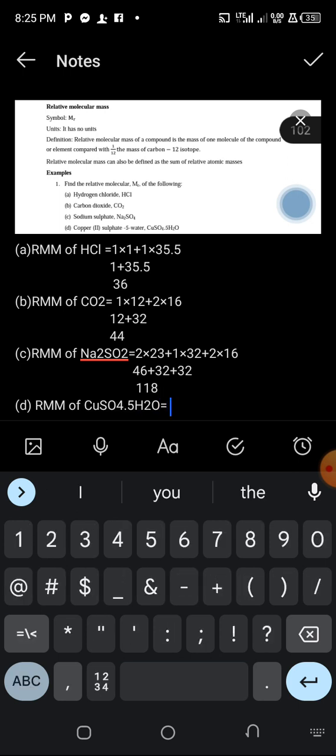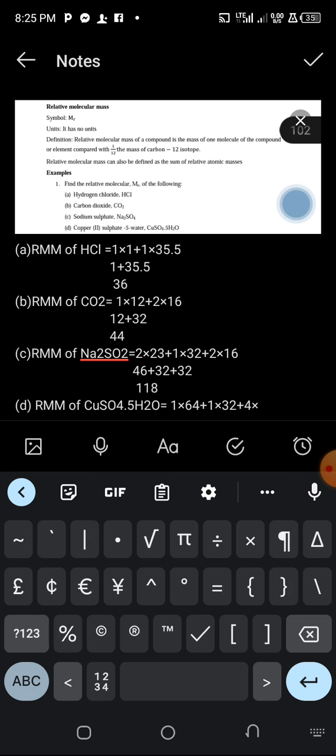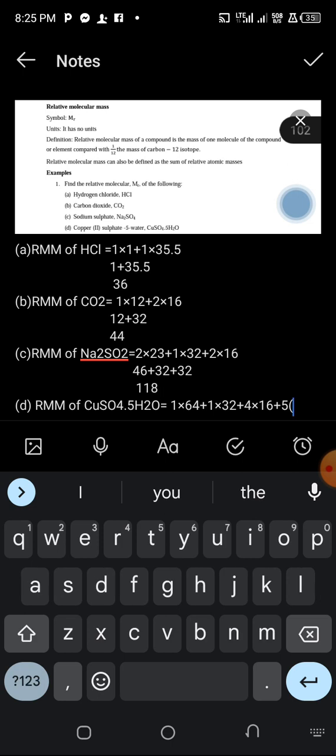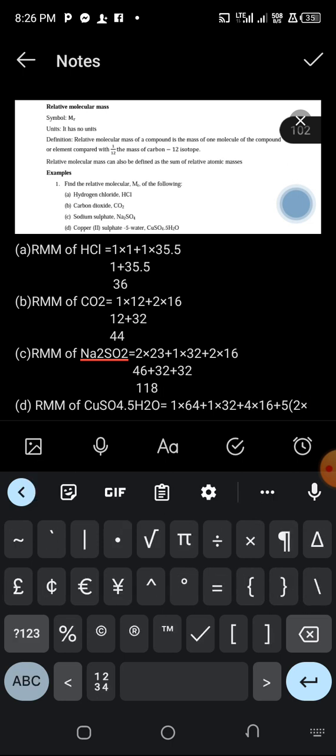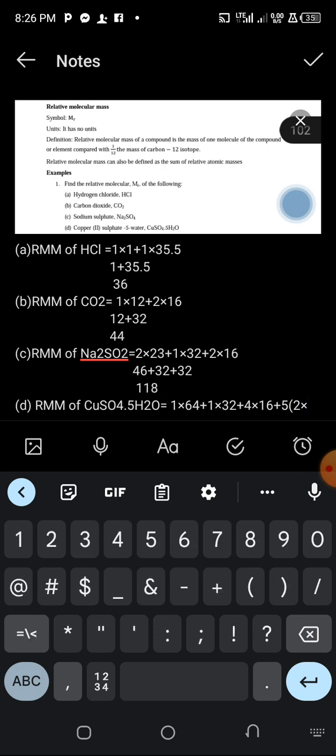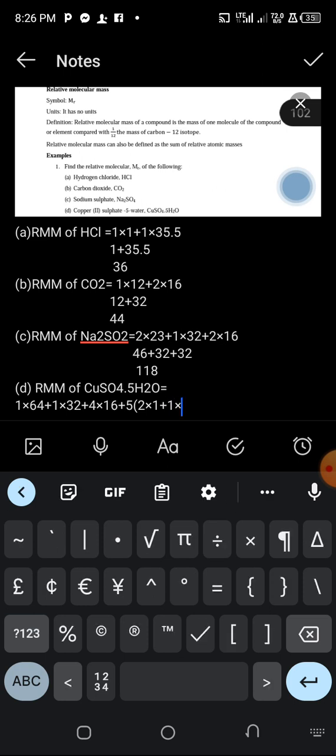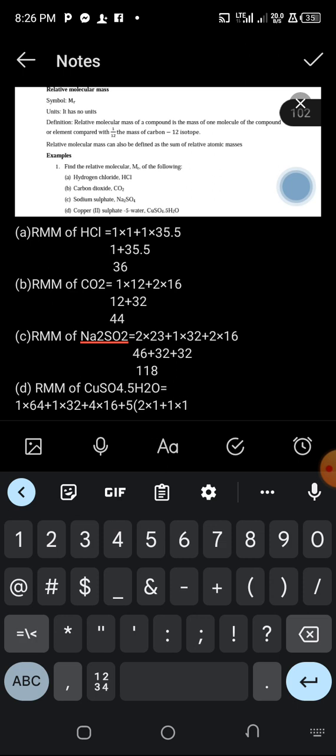You do this. How many atoms of copper there? 1 multiplied by the mass number for copper, it is 64, plus how many atoms of sulfur there? 1 multiplied by the mass number of sulfur, 32, plus how many atoms of oxygen are there? 4 multiplied by the mass number of oxygen, which is 16, plus. Now, this 5, you write it like this. Then you introduce the brackets. So how many atoms of hydrogen are there? It's 2 multiplied by the mass number for hydrogen, it is 1, plus how many atoms of oxygen are there? 1 multiplied by the mass number for oxygen, that is 16.